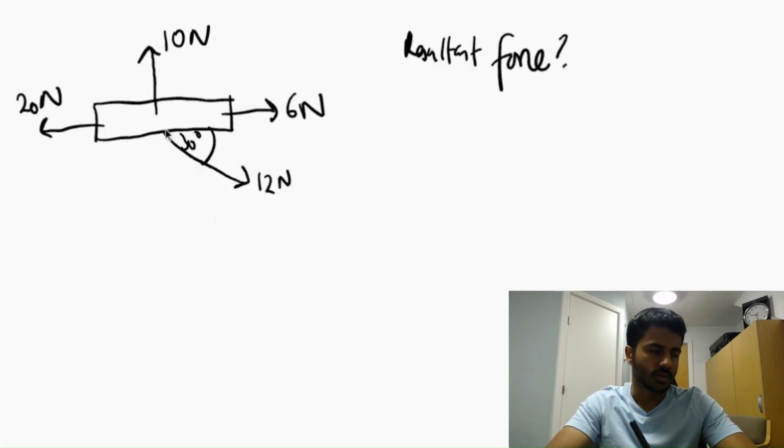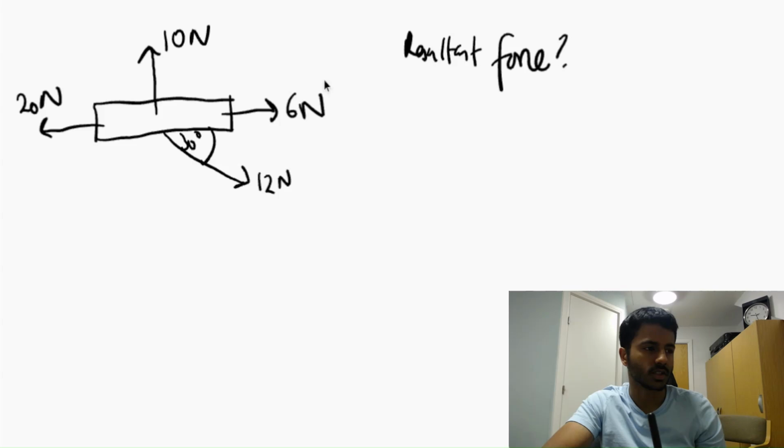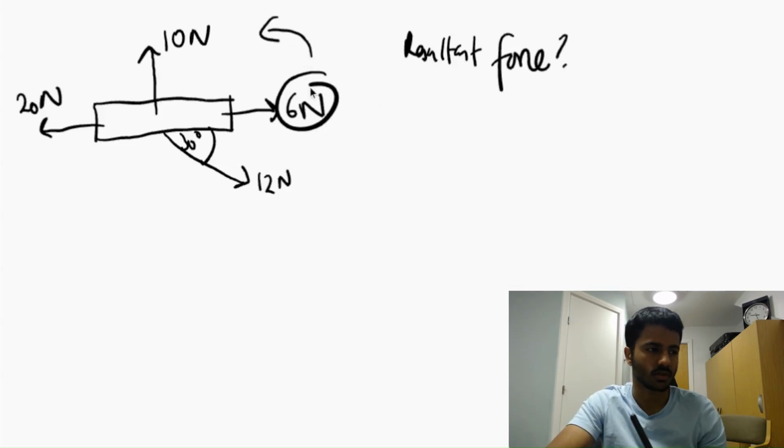So how would you do it? Well, first of all, you pick a direction. And you pick your first force. So let's say I'm going to start with this 6 Newton force, and I'm going to work around all the forces in the anti-clockwise direction. So let's start by drawing the 6 Newton force.